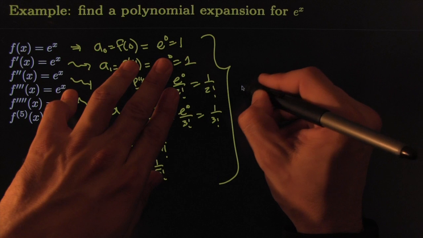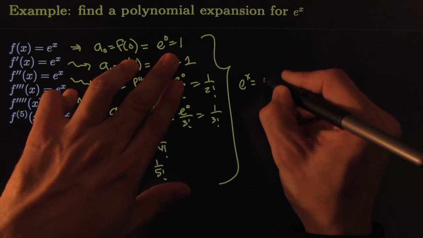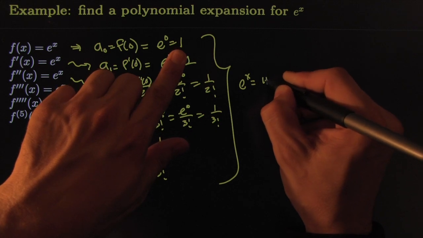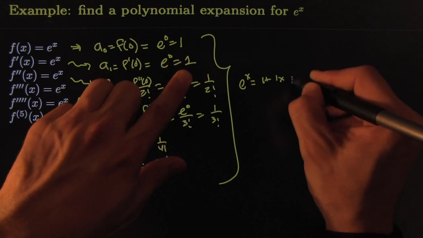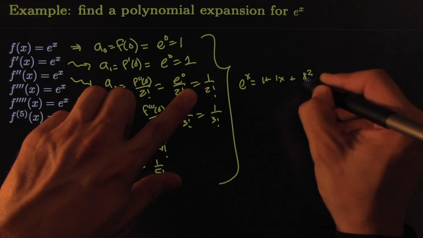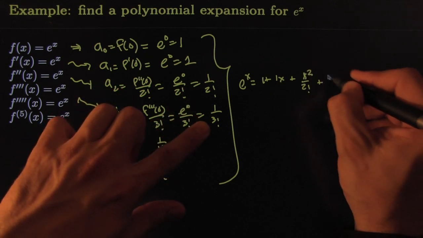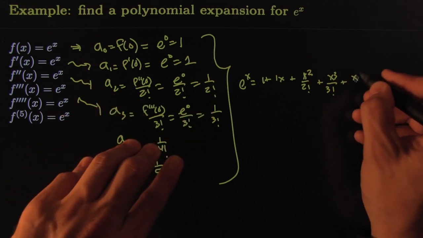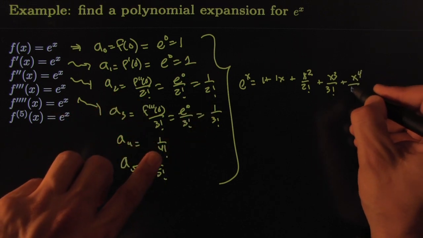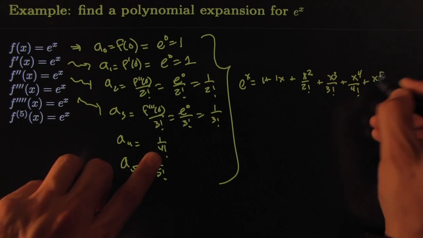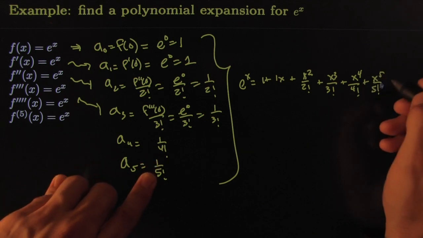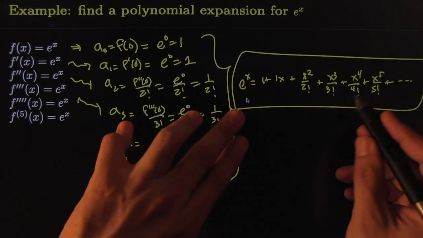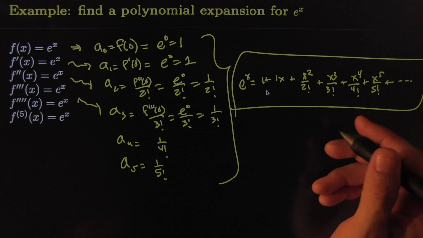The polynomial expression for e to the x: e to the x is equal to 1 plus 1x plus x squared over 2 factorial plus x to the third, and the coefficient is 1 over 3 factorial, plus x to the 4th, and the coefficient is 1 over 4 factorial, plus x to the 5th, and the coefficient is 1 over 5 factorial, and so on and so forth. This, my friends, is the expansion for e to the x.